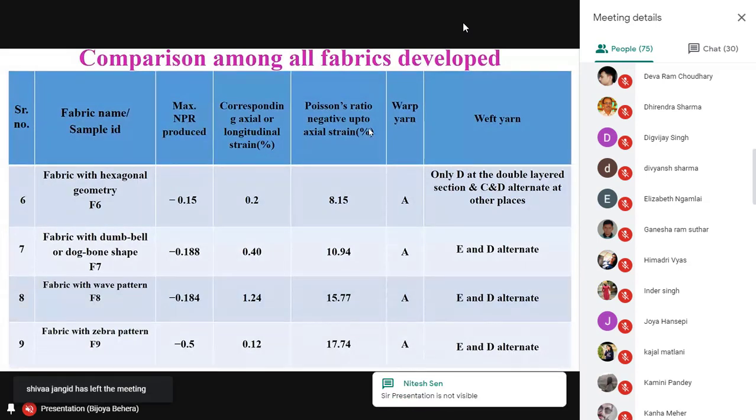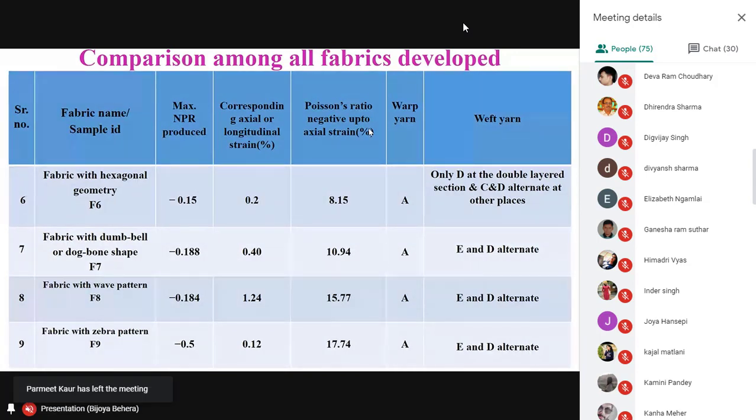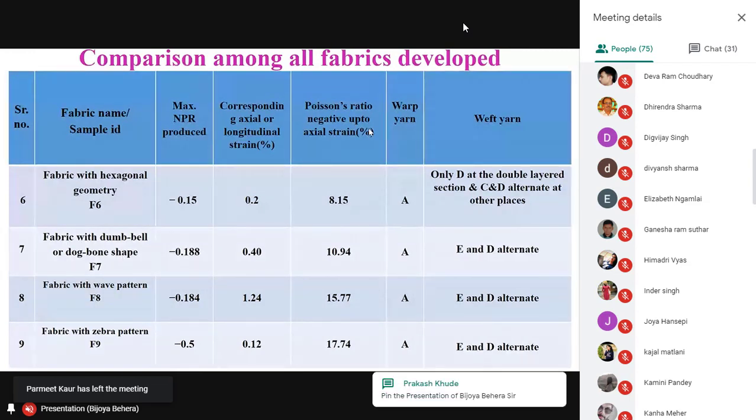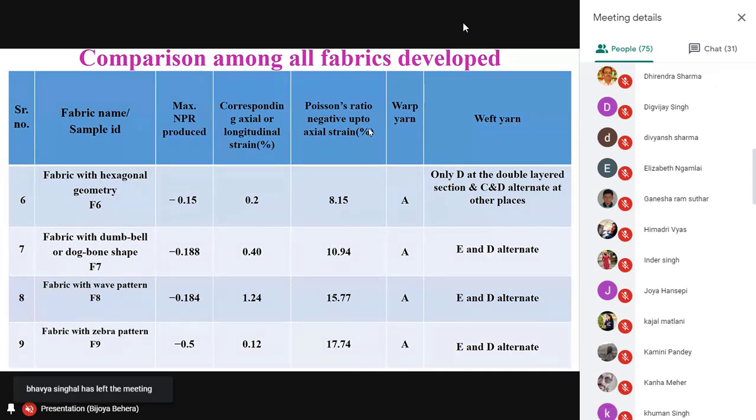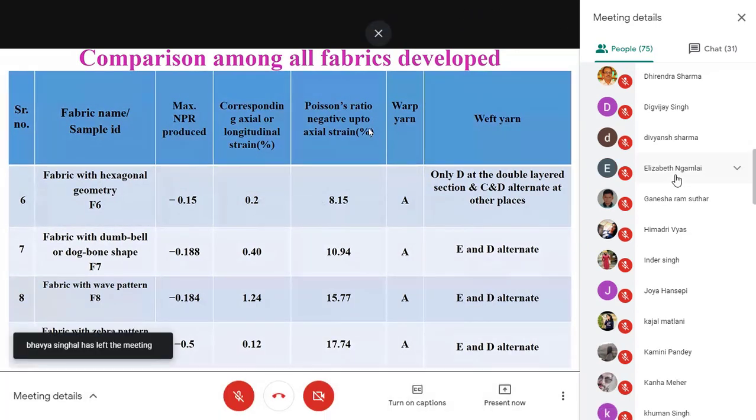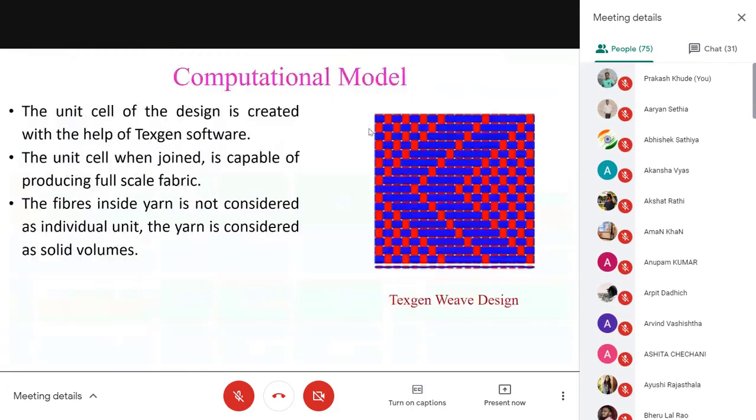Then you have to understand by reverse engineering: if I want a woven fabric with, let's say, minus 0.5 NPR or minus 0.15 NPR, then what should be the constructional detail of the fabric? Means what should be the warp count, weft count, weave design, ends per centimeter, picks per centimeter. Then only you will get this predefined NPR value. This is how fabric engineering goes about, which we call reverse engineering. And this technique is used to produce an auxetic fabric of a defined NPR value. This is the whole technique.